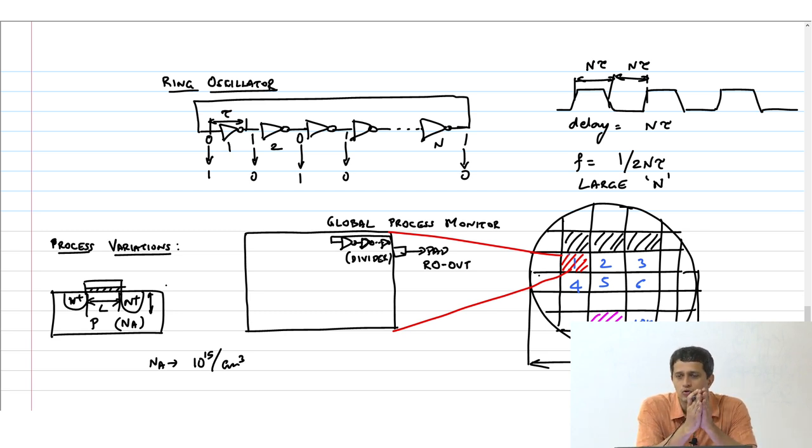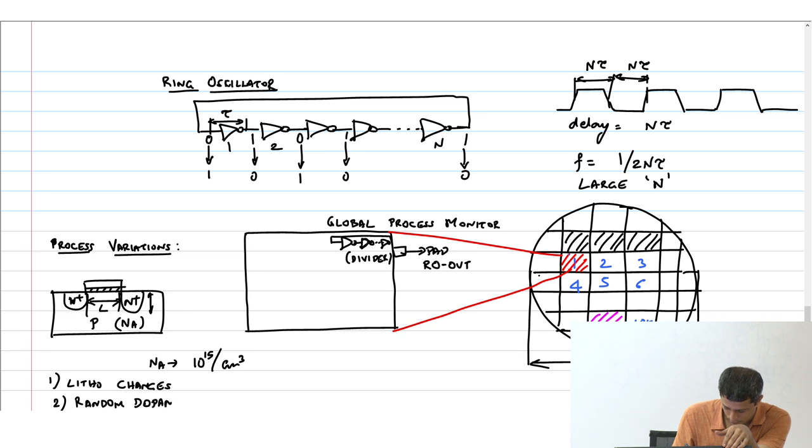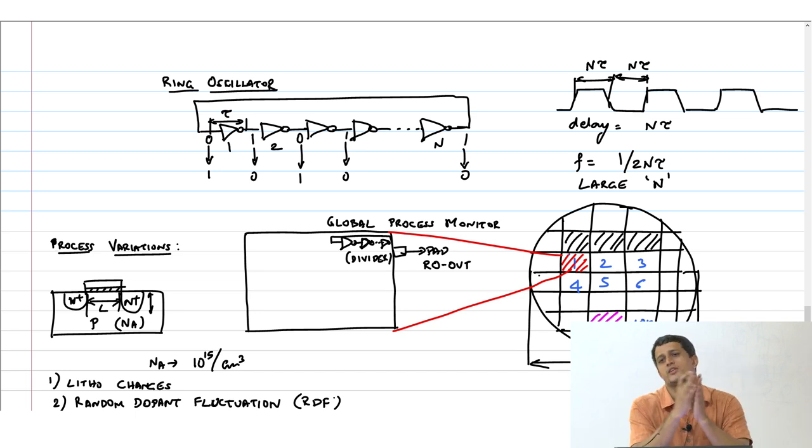So when you start making the channel smaller and smaller and smaller, you also have this effect of random dopant fluctuation. Okay? So one is litho changes. Two is called random dopant fluctuation, RDF.